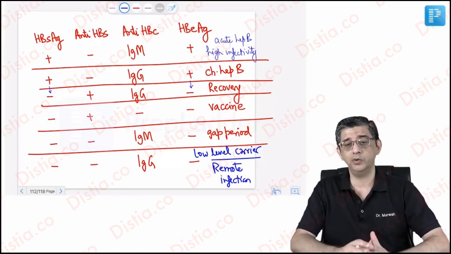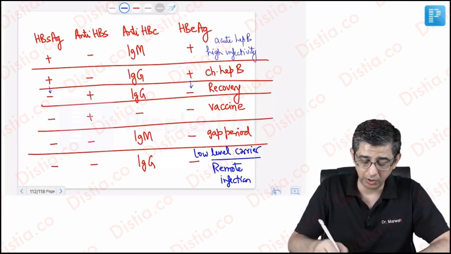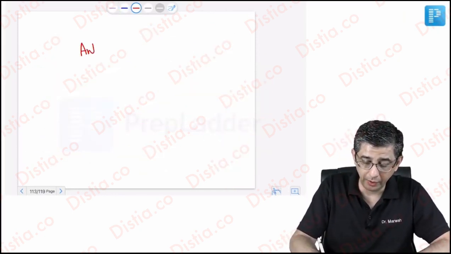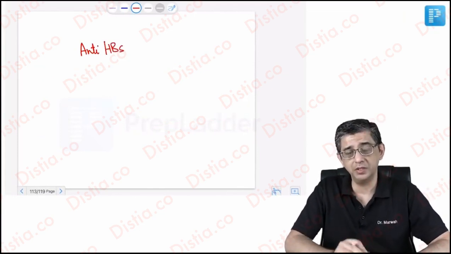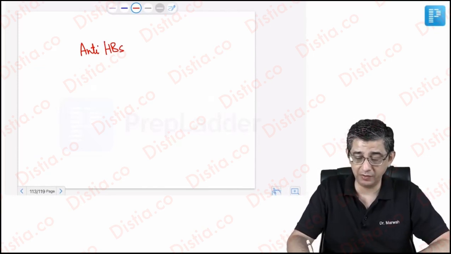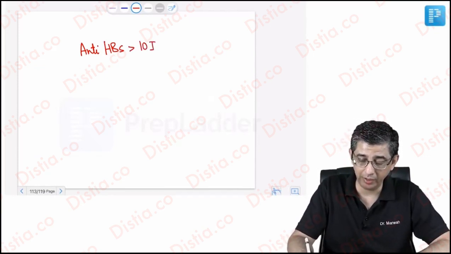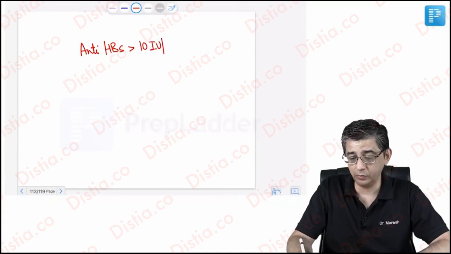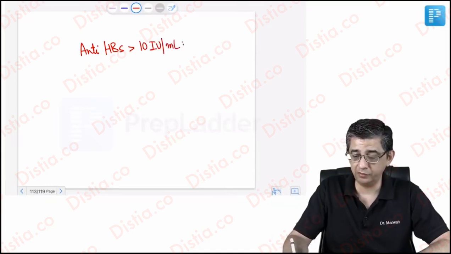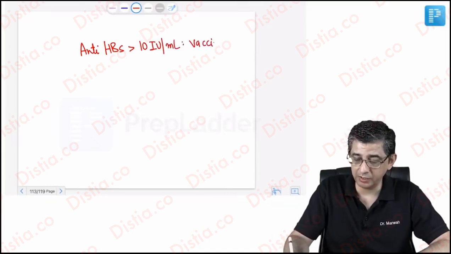So at this moment, even if you're using printed notes, I would strongly recommend you to remember the following aspects and note with me. If the question simply says antibody to the surface antigen present and it gives you an antibody titer also, cool. This would be the best way to identify the fact that the individual is protected, he is vaccinated.